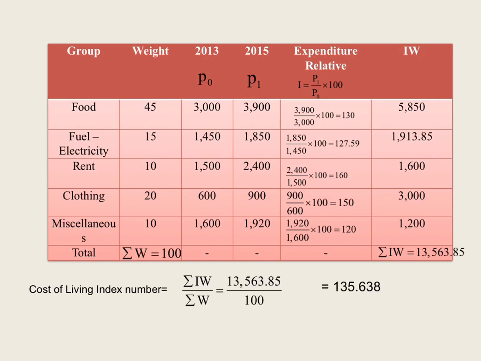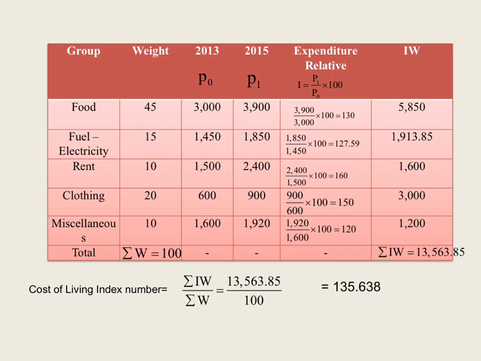Now see the solution. First column is the group. Second column, weight, that is also given. 2013 price is P0 and 2015 price is P1. Now first of all, what do we find? We find price relative, that is, percentage of price relative: I is equal to P1 upon P0 into 100. So 3900 upon 3000 into 100, so 130. 1850 divided by 1450 for fuel into 100, so 127.59. So on. With the help of this formula, we find the percentage of expenditure relative.